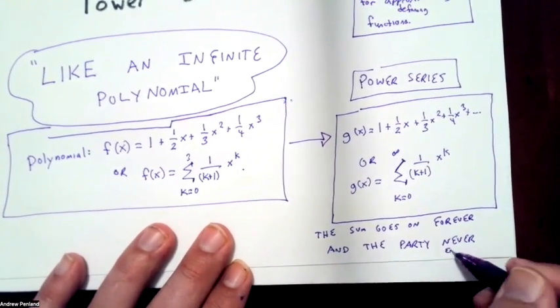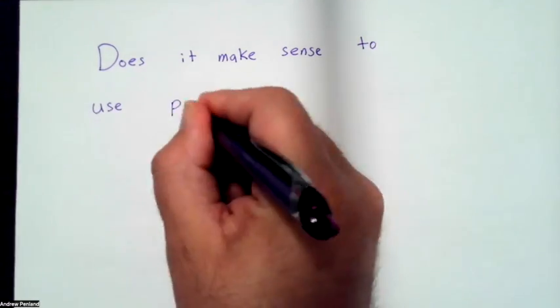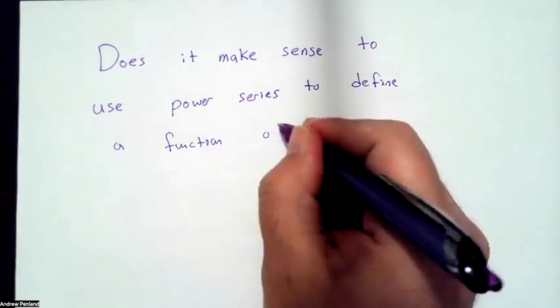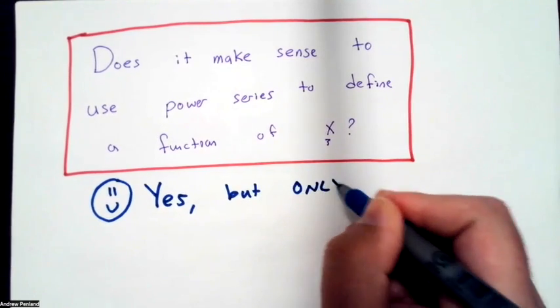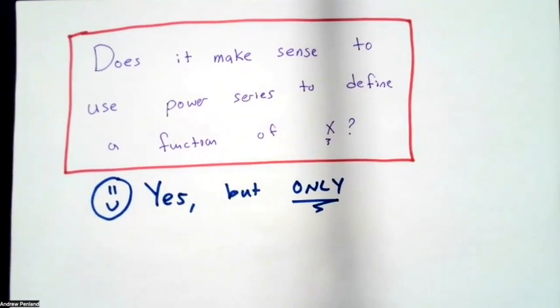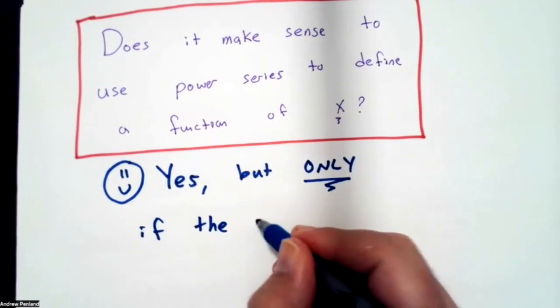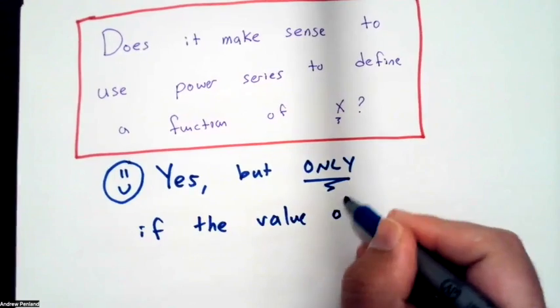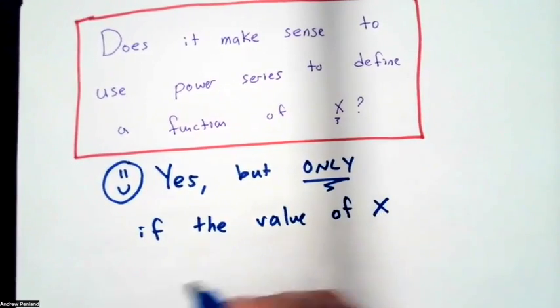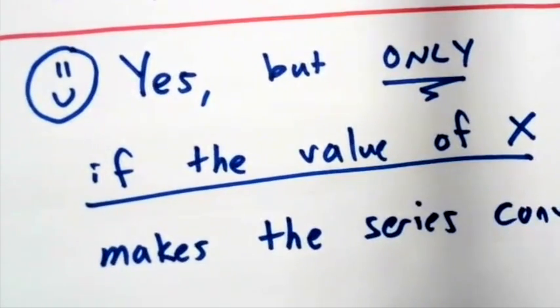Now you'll notice I was using function notation here. The question is, does it make sense to use power series to define a function of x? And the answer is yes, but only if that value of x makes the series converge. So when we have a function, we're expecting to be able to plug in a number and get a number. And if the series converges, then we get a number out. And if it doesn't, we don't. So let's look at a specific example.